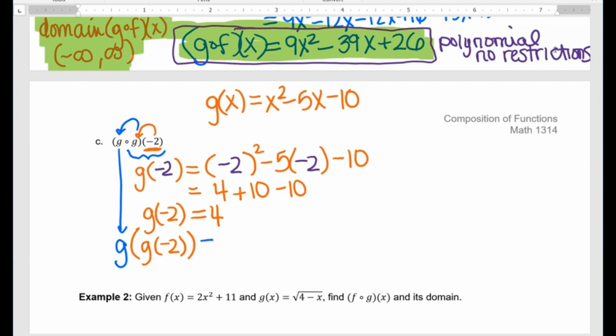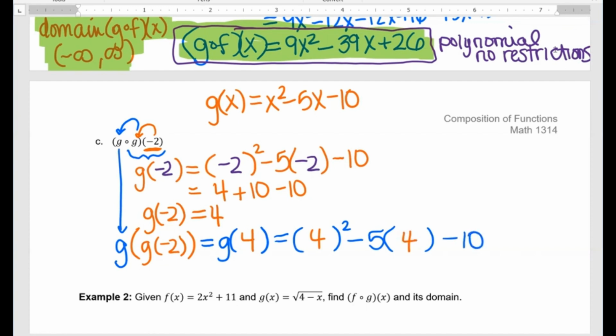But we just said that g of -2 is actually 4, which means I now need to find g of 4, which means instead of x squared, I'm going to have 4 squared minus 5. Instead of 5x, I'm going to have 5 times 4, minus 10. Do the arithmetic. 4 squared is 16 minus 20 minus 10. We wind up getting -14. And that is our answer.